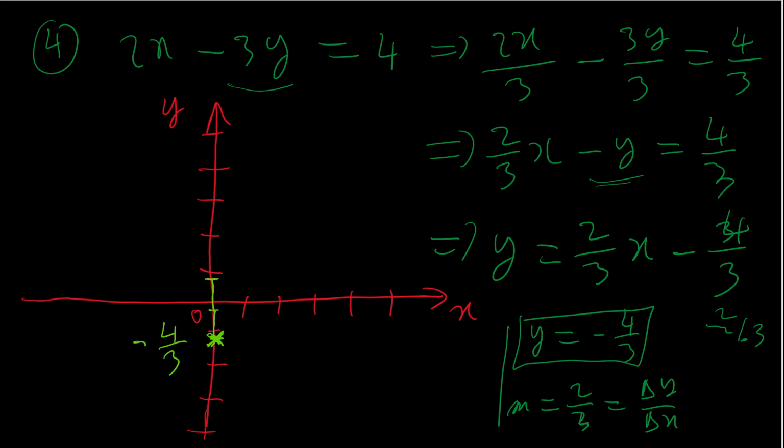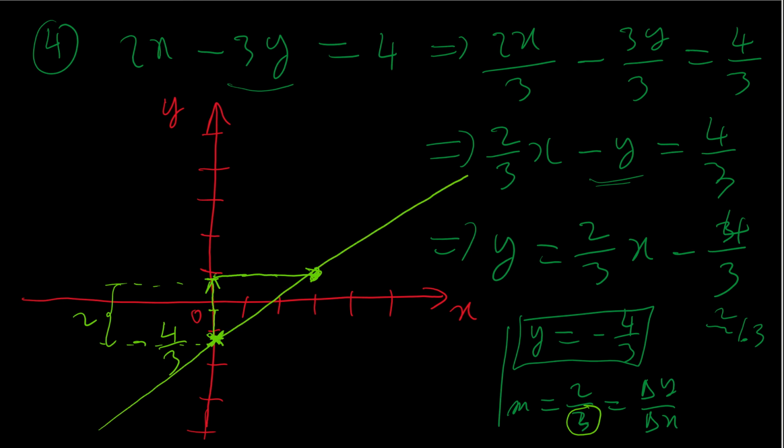So you have to make sure that this distance is 2, right? So we went up by 2, and then we are going to go right by 3, right? So we go right by 3, 1, 2, 3, right? So we get this point. Again, we can connect these points and get the graph of our line, right? So this is our line.